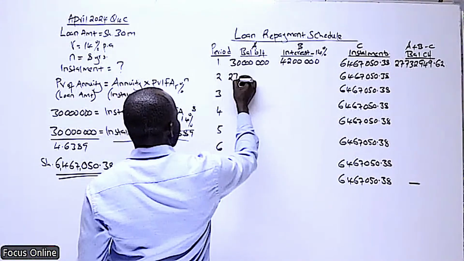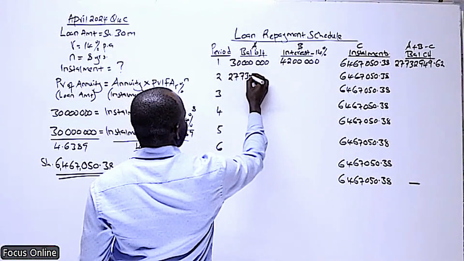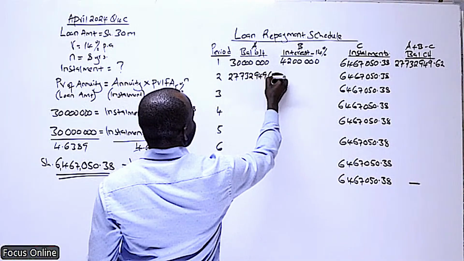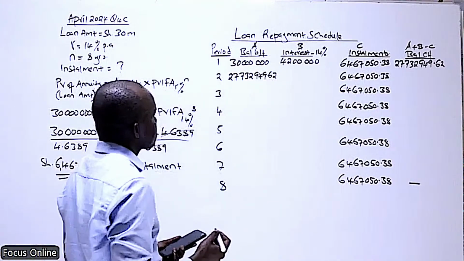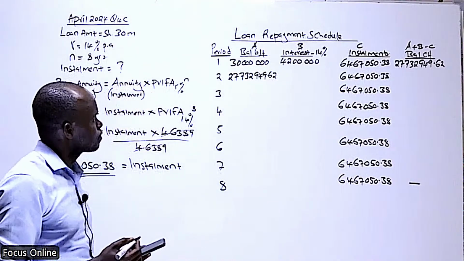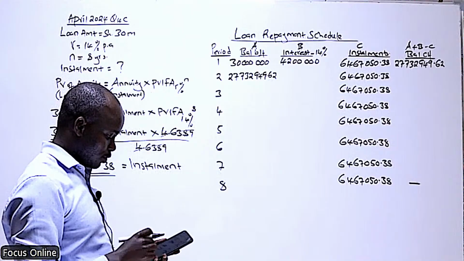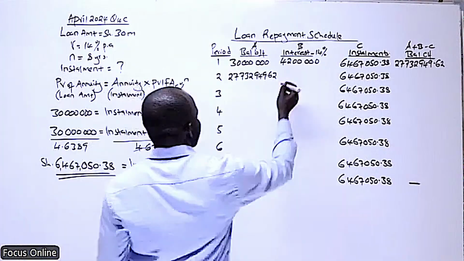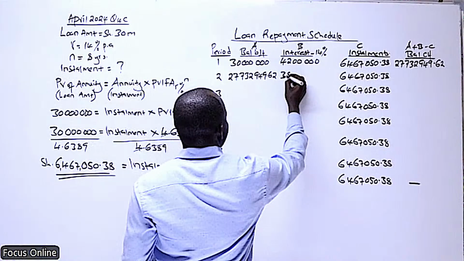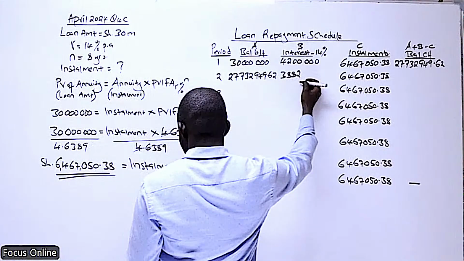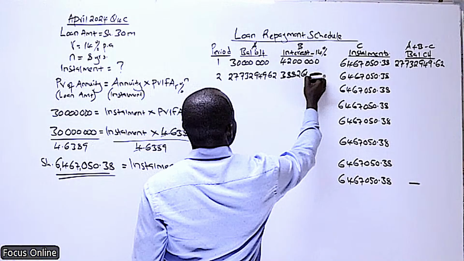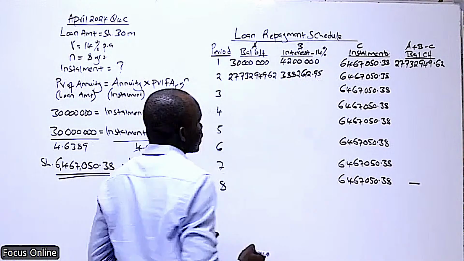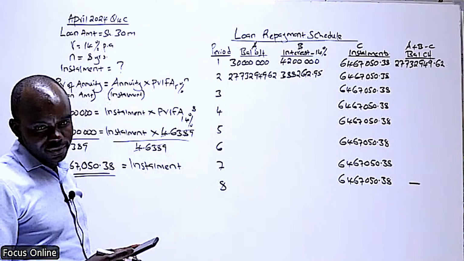So this is 27,732,949.62. Charge interest again at 14%. I'm getting 3,882,612.95.